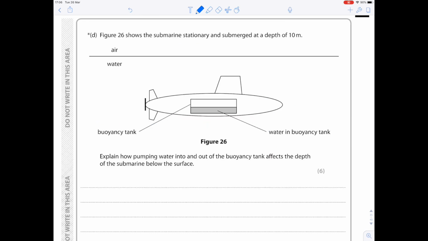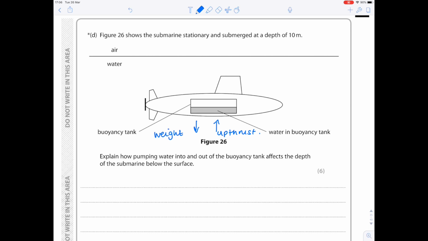D. Figure 26 shows the submarine stationary and submerged at a depth of 10 meters. Explain how pumping water into and out of the buoyancy tank affects the depth of the submarine below the surface. So let's first of all talk about the forces acting on the submarine. So that will be upthrust, which is the force on an object in water, and then acting downwards will be the weight of the submarine itself.